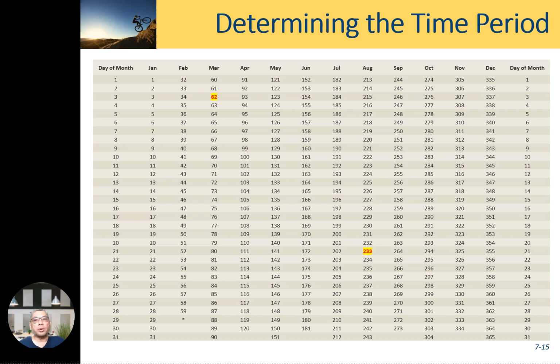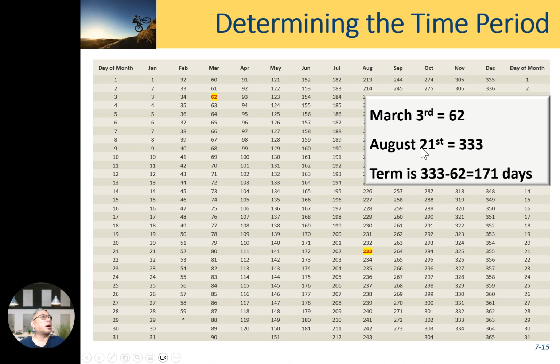This is an example. March 3 is day 62. August 21 is day 233 in a non-leap year, and 333 in the example. The term will be 333 minus 62, which is 171 days. That's how you calculate it, okay?